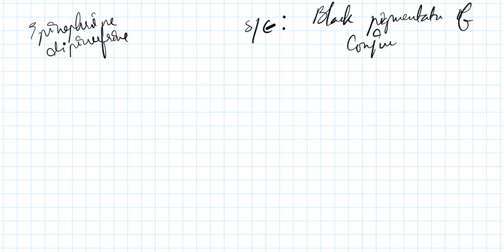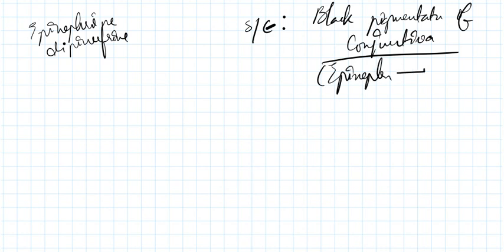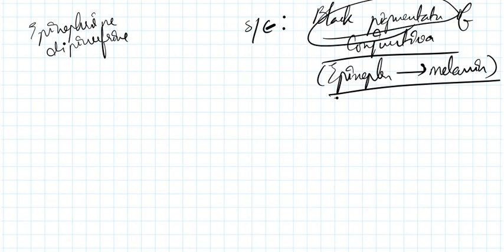What are the two conjunctivas that are present in the eye? Palpebral conjunctiva and bulbar conjunctiva. So epinephrine and dipivefrin cause black pigmentation of the conjunctiva. Why? Can anyone tell me? Because epinephrine metabolism leads to formation of melanin. This is the reason behind this black pigmentation. Okay, up to there we've done this.